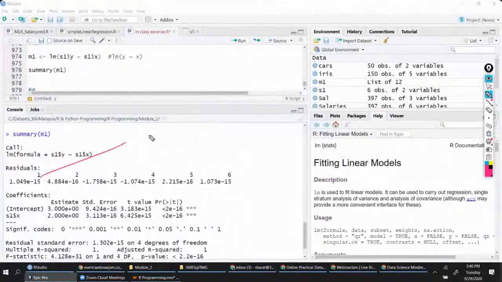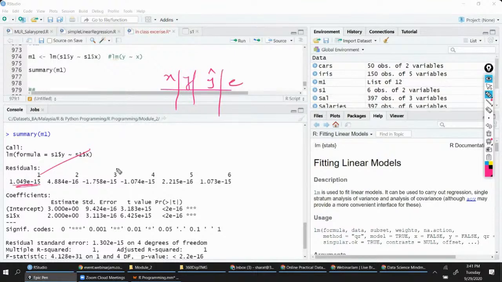What is this number? You have 6 values because your data set is of length 6. The 6 records are there. So for each record, it has calculated the error also, because you are able to predict now. You have the equation, right? So you have x, you have y, you have y hat also. That y hat is this. Y hat error is this. But what is this error? How do I interpret this?